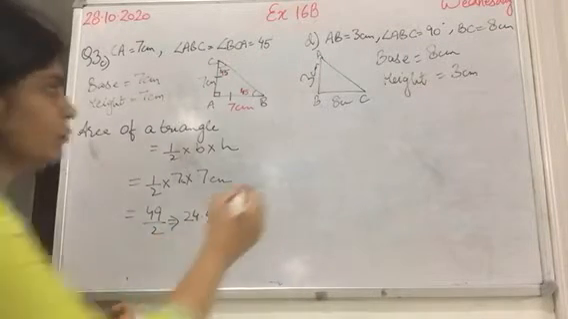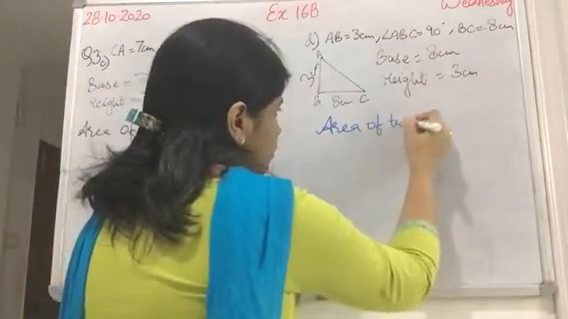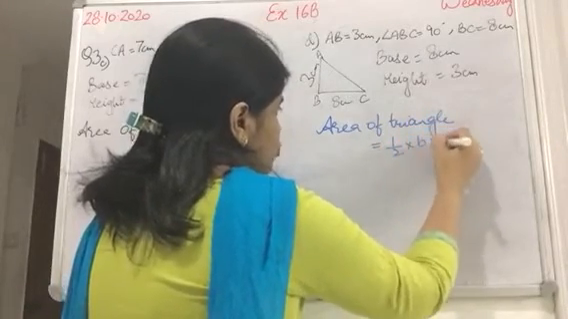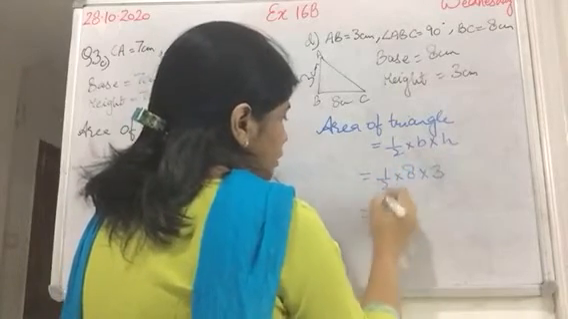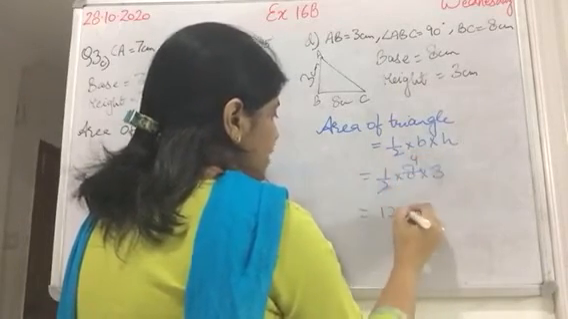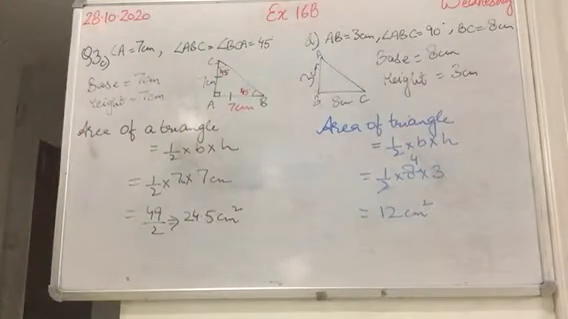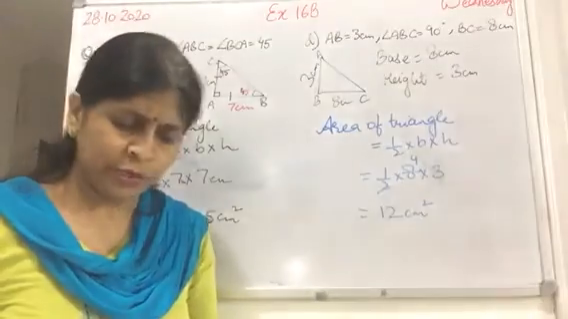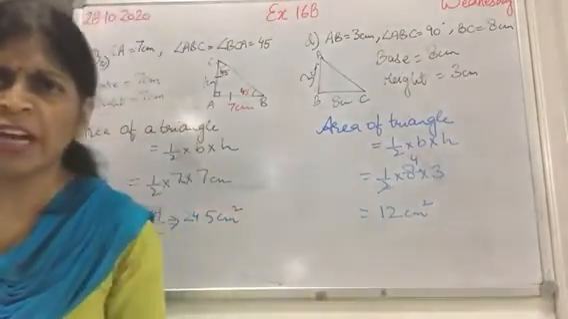Again we will use the same formula. Area of triangle equals half into base into height. So half into 8 into 3 is 12 centimeter square is the answer. Clear? Now let's see the book. Students, E part is the same. I will just do the F part of it.